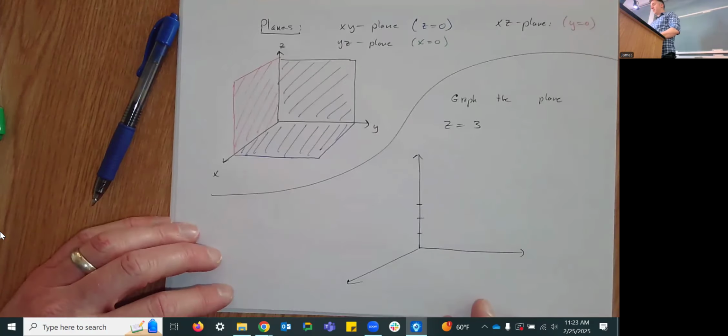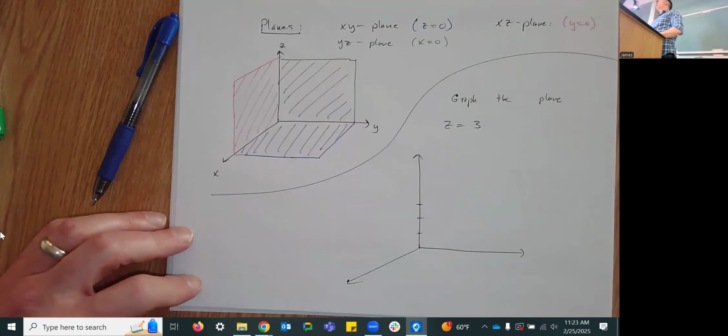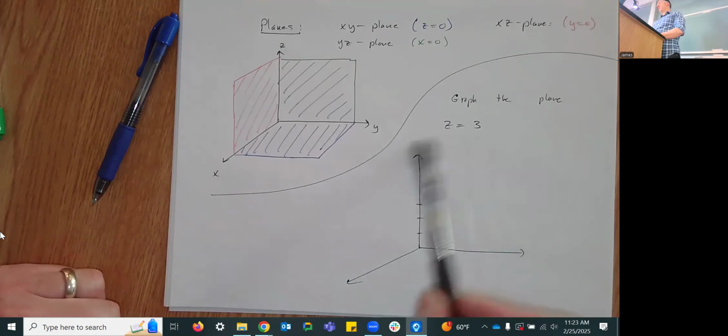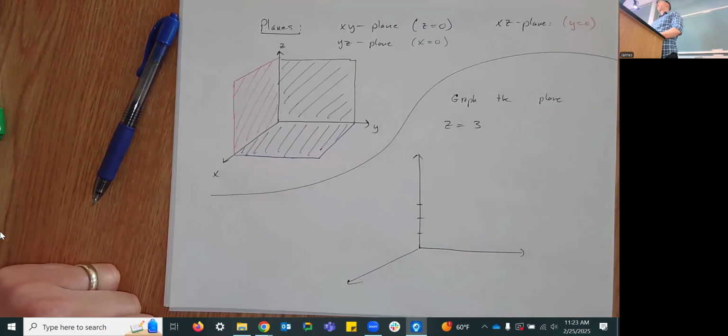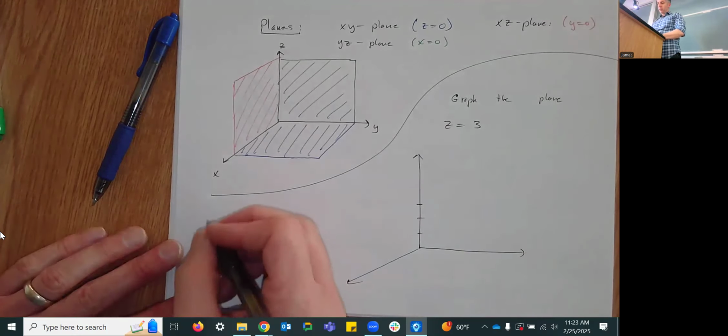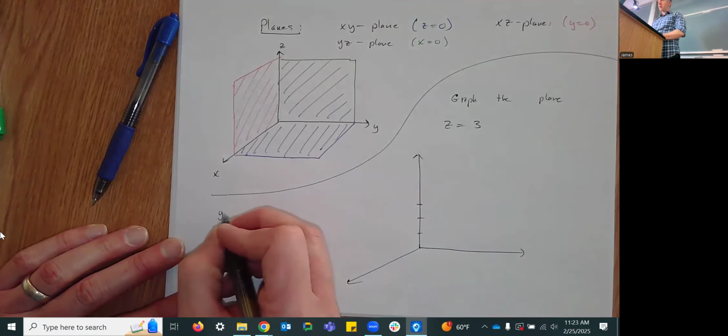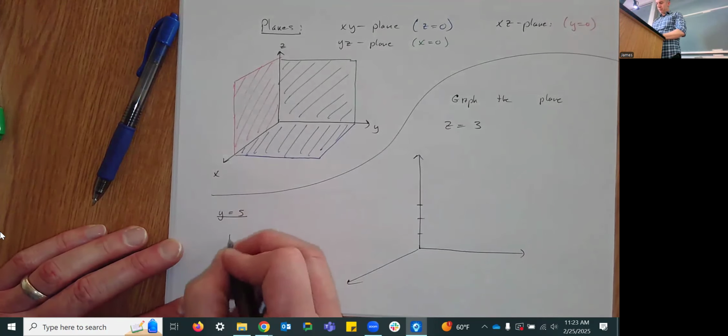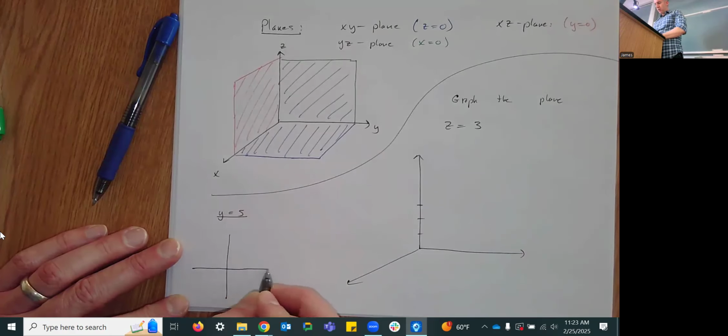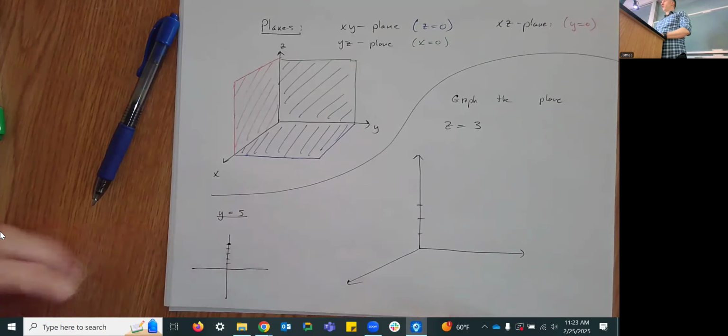And then, oh, I know what I was going to say. Another way to think about this plane I'm drawing here is that if z is equal to 3, well, in fact, let me go over here for a second. If you were graphing the line in 2 dimensions, y equal to 5, you'd go up 5 units. And then what direction would you draw it in?